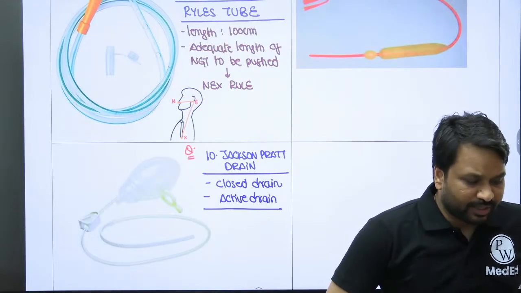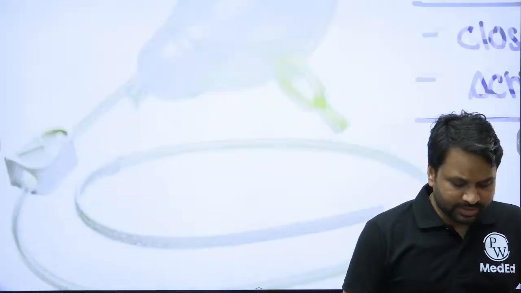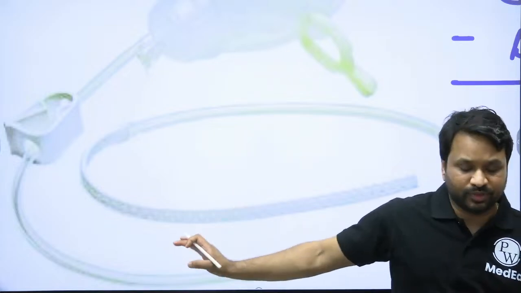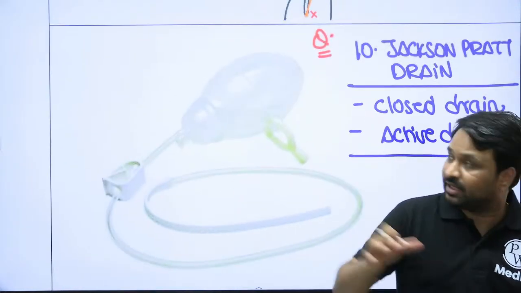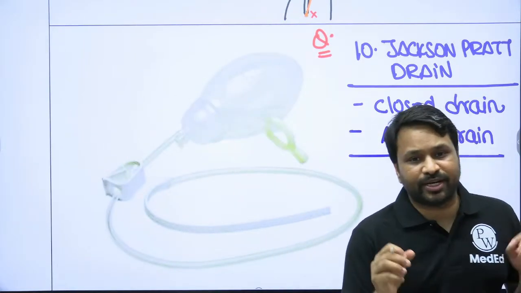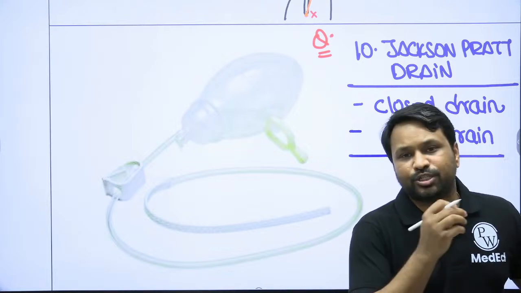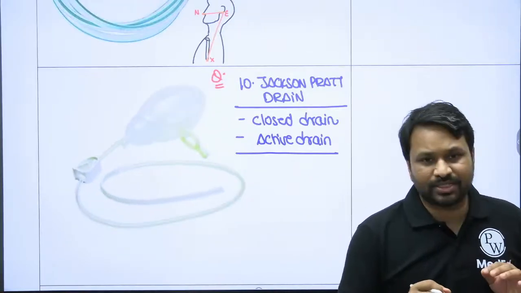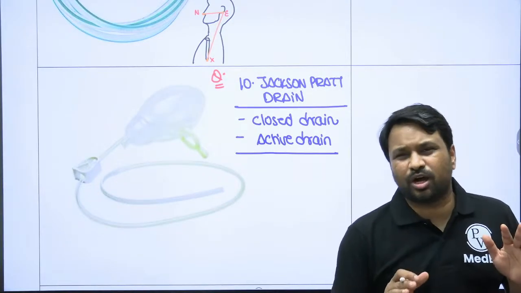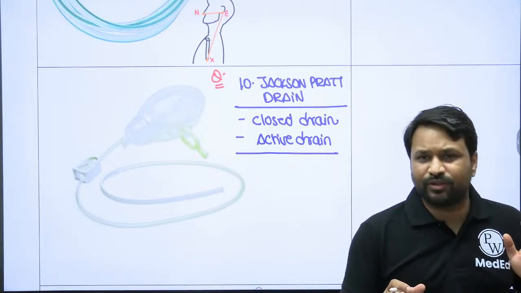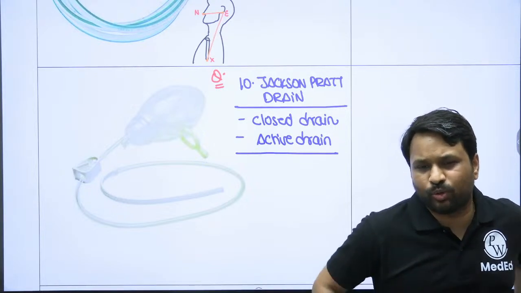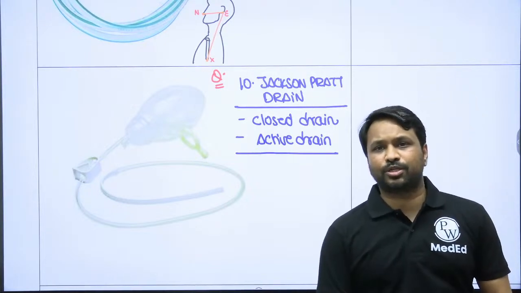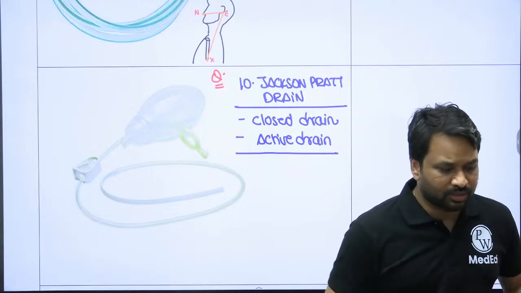Yes, the flat tube and the bulb. Absolutely correct. You can see there's a flattened tube with fenestrations, and then you have a collecting bulb. You squeeze that bulb, it generates a negative pressure, and that pressure is good enough to pull the secretions out. Jackson-Pratt is now not that famous because we have the Romovac drain, which appears to be a much better option when compared to a Jackson-Pratt drain.